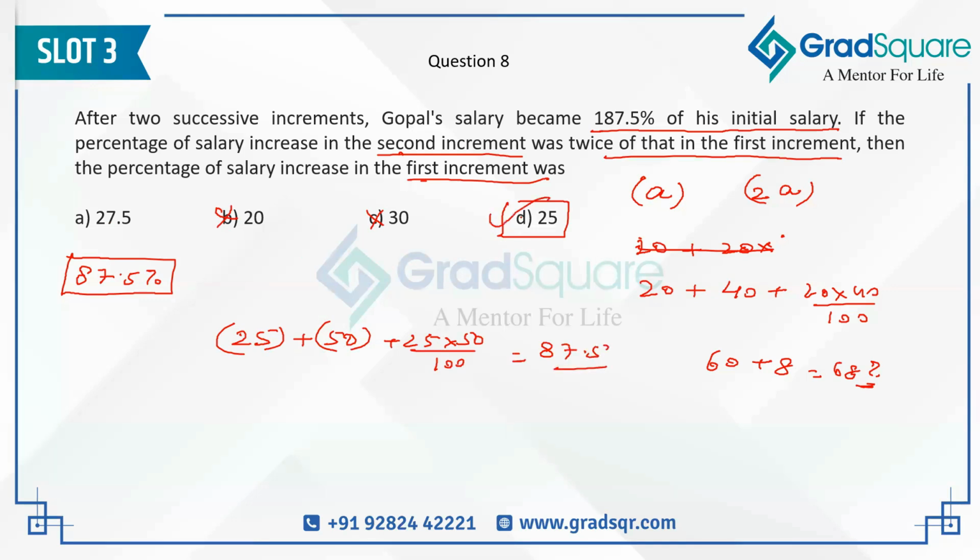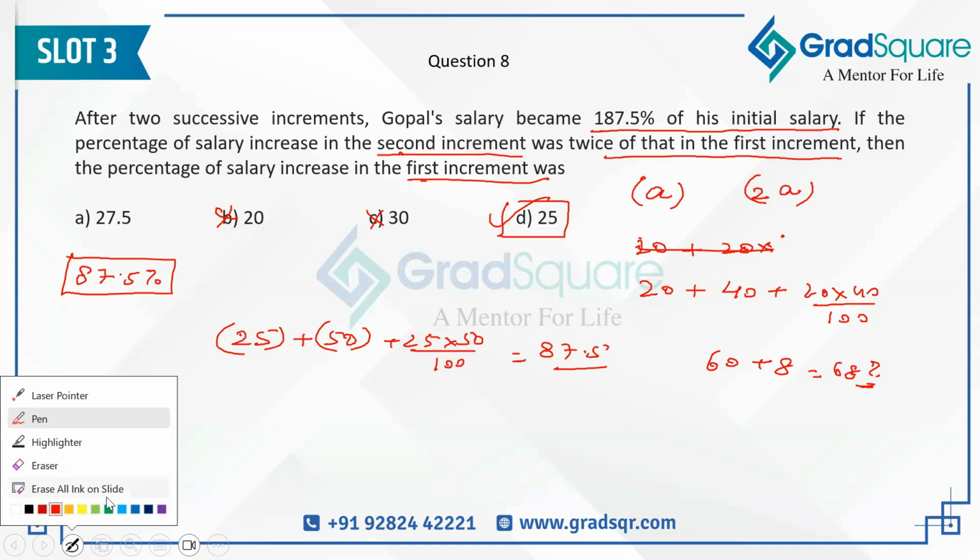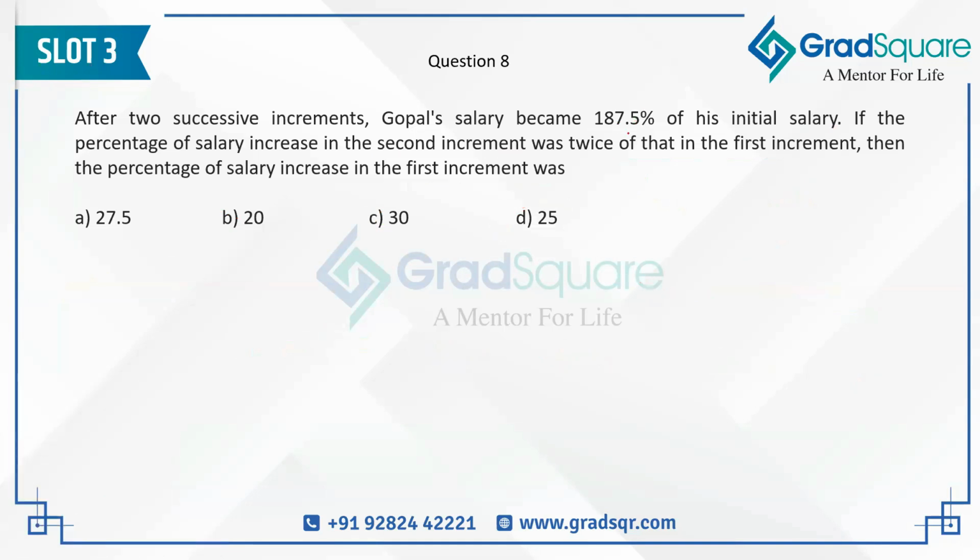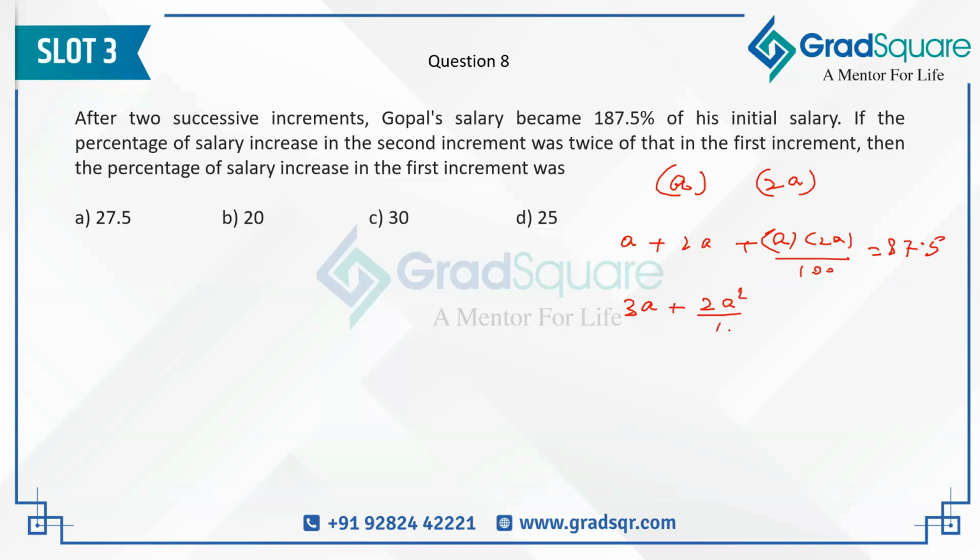Using the options, you can look at this particular question. Now let's have a look at this question without using the options. It's going to become slightly more complicated. What they're suggesting is that A and 2A are your percentage increments. So if you make a generic equation, you will say A plus 2A plus A times 2A divided by 100 must be equal to 87.5. This is what they're asking you to solve. This will turn out to be 3A plus 2a square divided by 100 equal to 87.5.